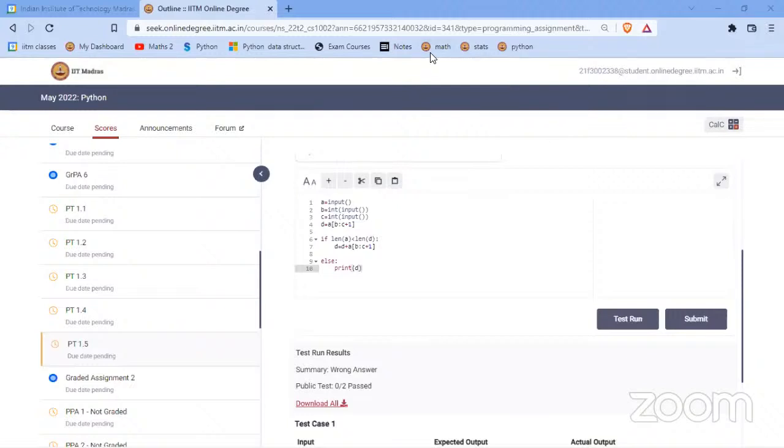You were not audible. Can you repeat, please? Can you post your code in the chat box, Daksh? I'll start sharing and I will complete your problem. Sir, yes, sir. Ayush, Daksh, you haven't posted in the chat box. Done, sir. Post it.